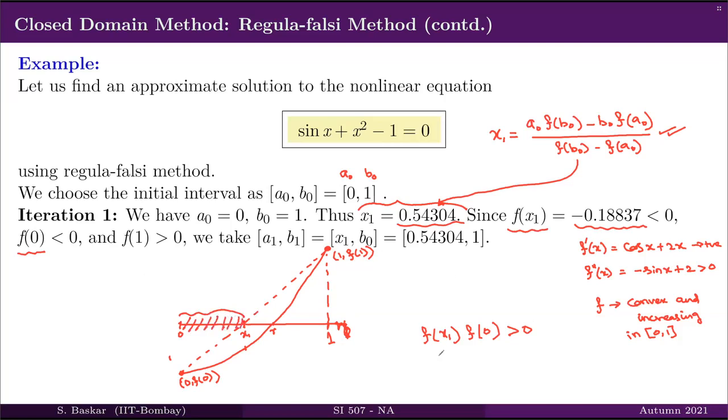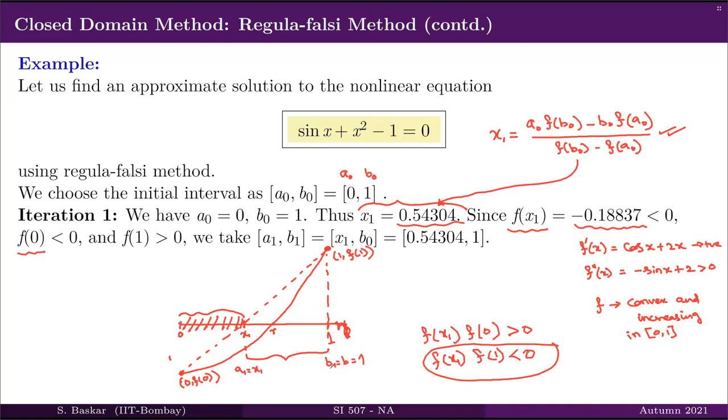On the other hand, you can see that f of x1, which is negative, and f of 1, which is positive, is less than 0. Therefore, sign change of the function f is happening in the second half of this interval. And therefore, we will take this part of the interval for our next iteration. Therefore, you will define x1 as a1 and b0 as b1, which is actually 1. So this is the overall idea of how the iteration will go on. So this is the graphical interpretation of it.